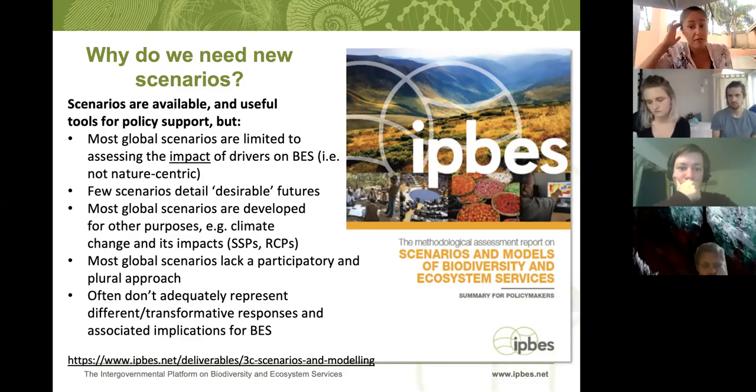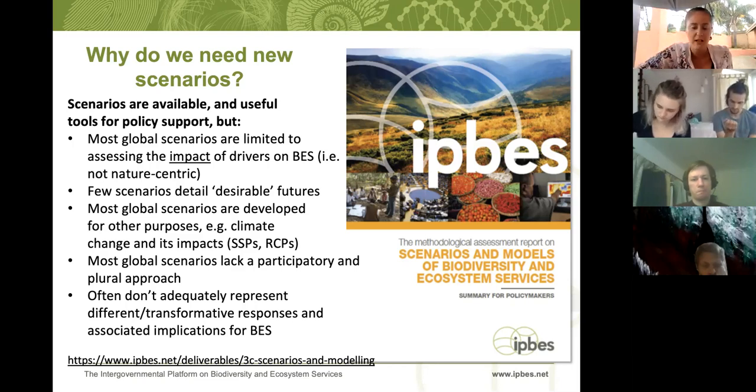One of the first reports that came out, together with the pollinator assessment, was this methodological assessment of scenarios and models. Some of the take-home points from that assessment were that most global scenarios are limited to assessing the impact of drivers on BES, which is biodiversity and ecosystem services, so they're not inherently nature-centric. Very few scenarios talk about desirable or normative target-seeking futures. Most of them are developed for other purposes. Within the environmental sphere, we tend to use the SSPs and RCPs, which are developed mainly for climate and its impacts rather than for biodiversity itself.